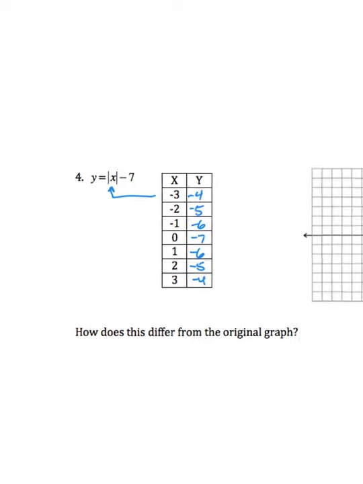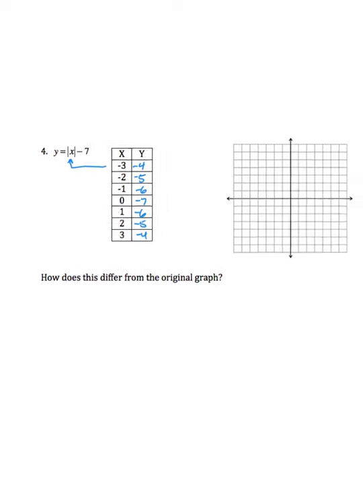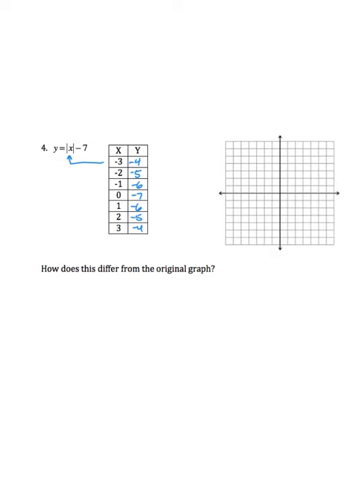So if I graph this, and I know I went kind of quick, but hopefully at this point we're kind of getting it. Negative 3, negative 4 is right there. Negative 2, negative 5 is right there. Negative 1, negative 6. 0, negative 7. 1, negative 6. 2, negative 5. 3, negative 4. So our graph's going to look something like so. And so what did that minus 7 do? Well, that went down 7. And that is a translation as well. It's a translation down 7.